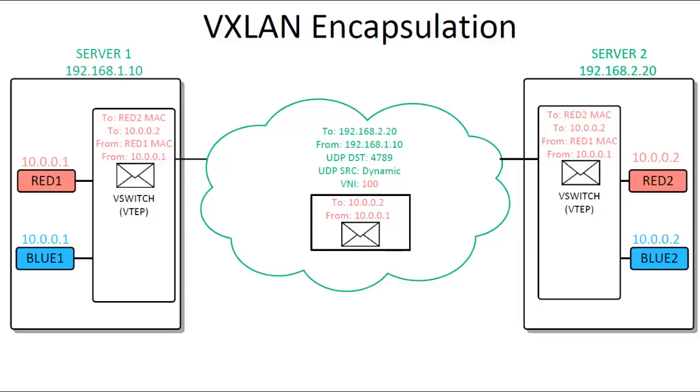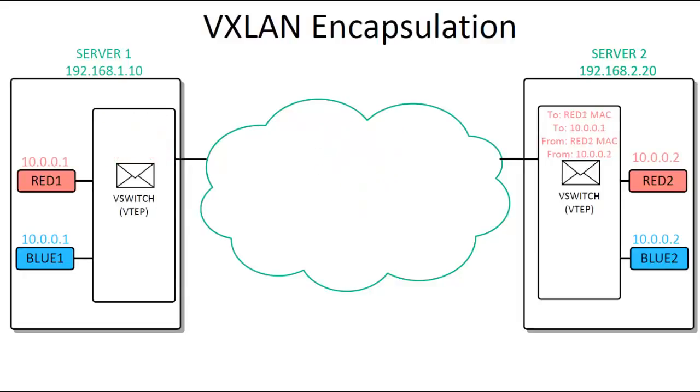This packet is forwarded to Red 2. Red 2 has no knowledge of the VXLAN-based encapsulation that was required to get this packet to it. Let's review this by looking at it quickly in reverse. Red 2 sends its reply to Red 1. Red 2 puts a packet out on its virtual interface with a destination of 10.0.0.1 and a source of 10.0.0.2.